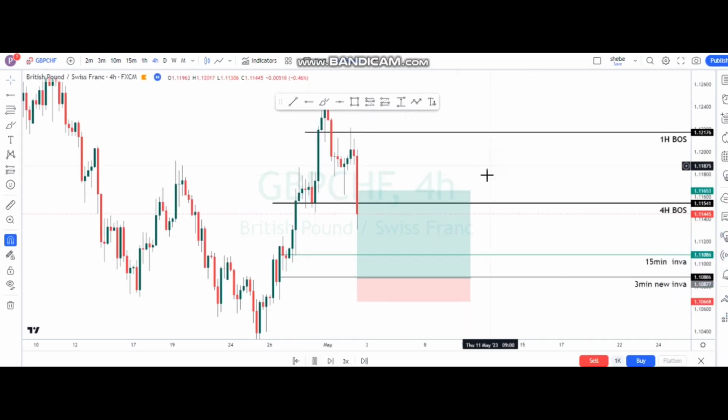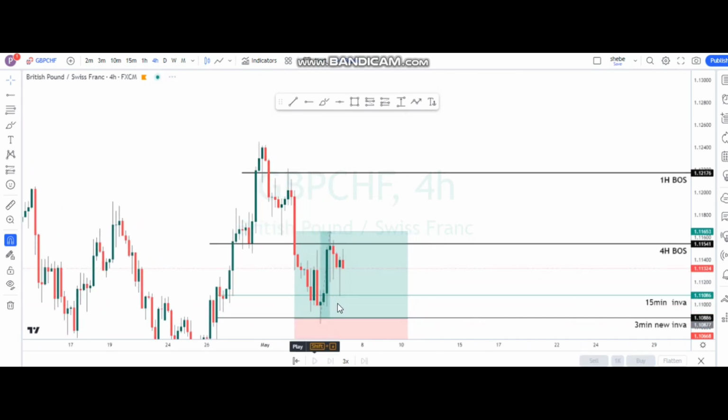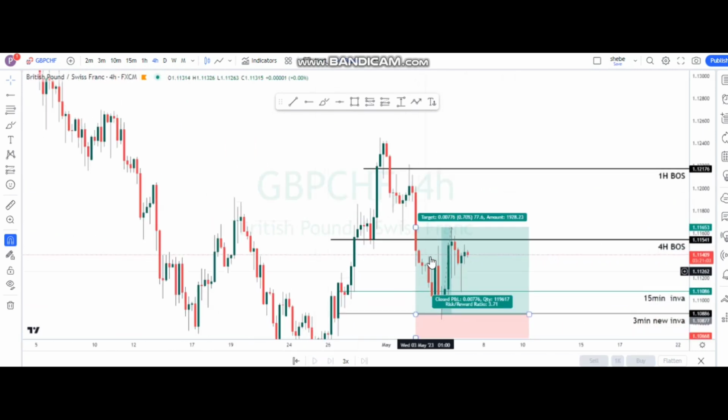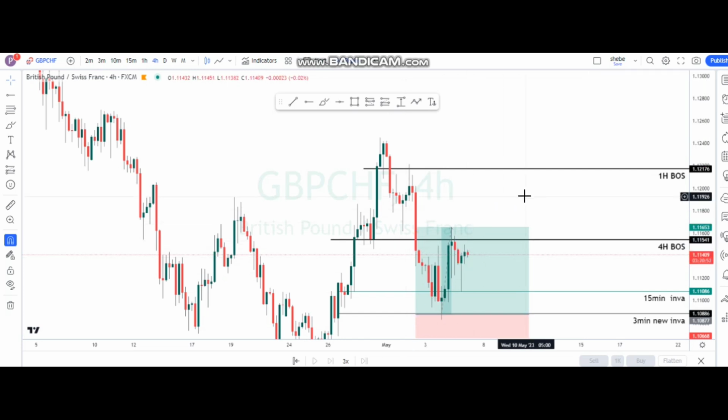Okay, like you see here now, the price came and it triggered that point of 3 minutes, and it is still going on. Like you see here, we're still holding this trade for GBPCHF.